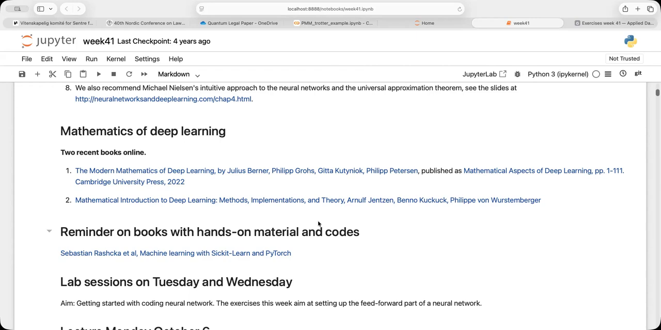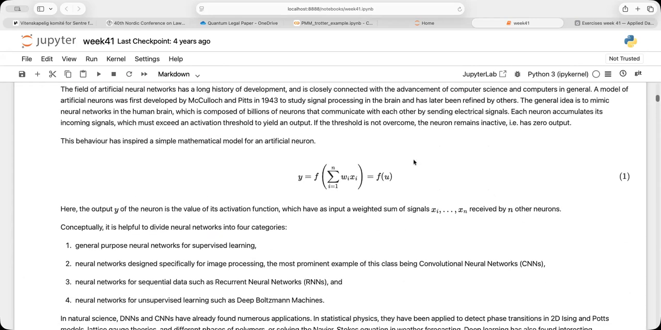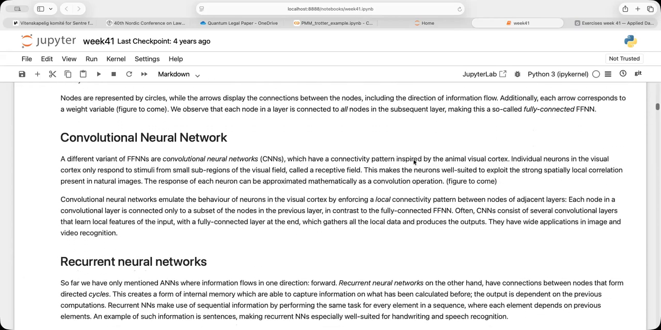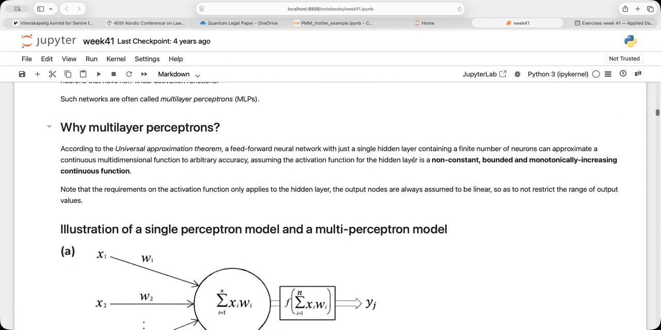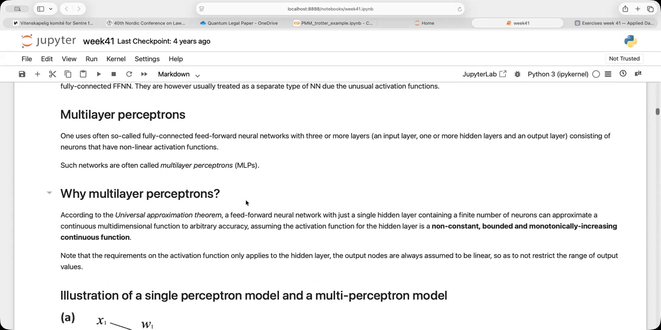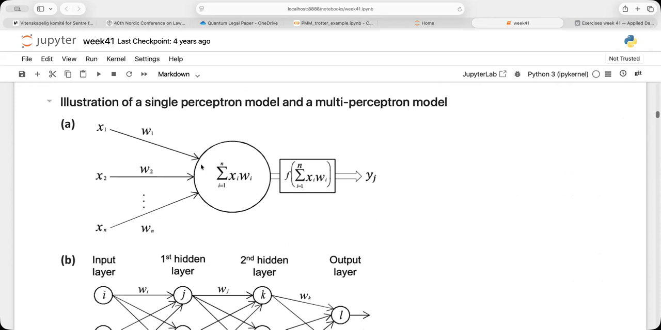So the lab session, as I said, is just the exercises to set up the feed-forward part of a neural network. This is essentially what we will be dealing with this week. Now, what I want to do quickly is a repetition of something we discussed last week. We are going to look at what's also called a multi-layer perceptron. We discussed the single perceptron model last week when we studied logistic regression.